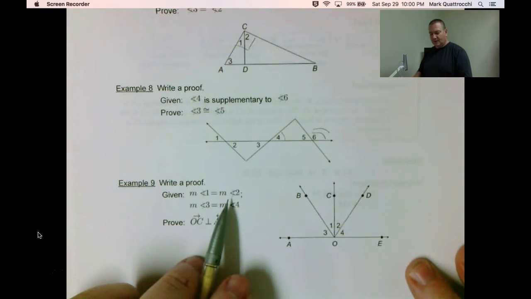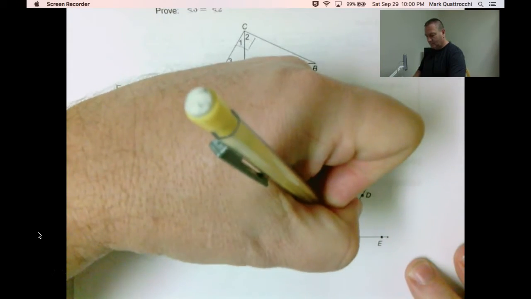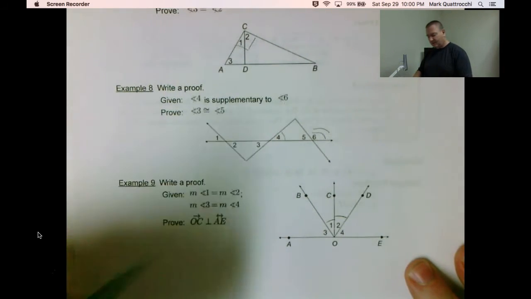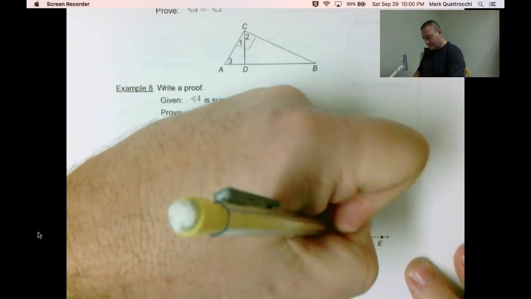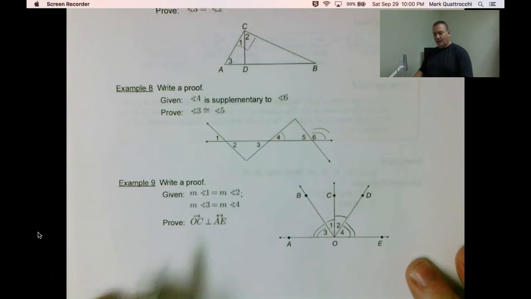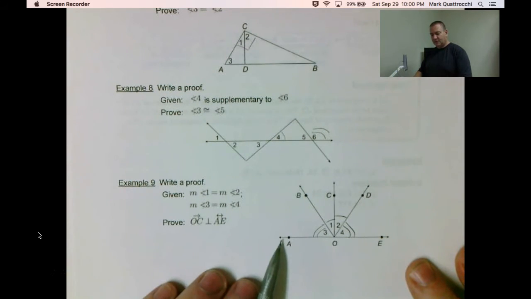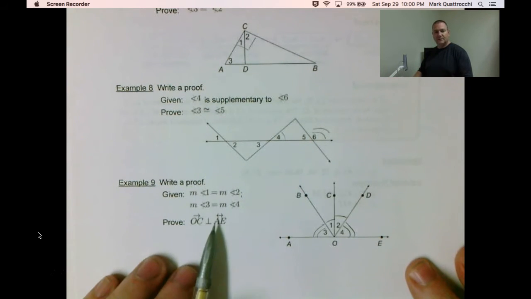Measure of angle 1 is equal to the measure of angle 2. Measure of angle 3 is equal to the measure of angle 4. Our goal is to prove that ray OC is perpendicular to line AE. That's our goal, to prove that these are perpendicular to each other.